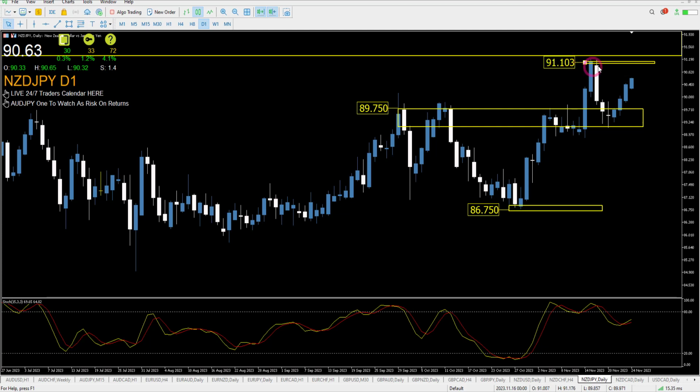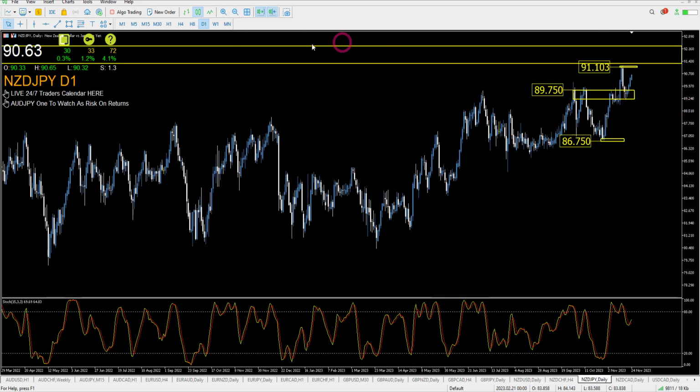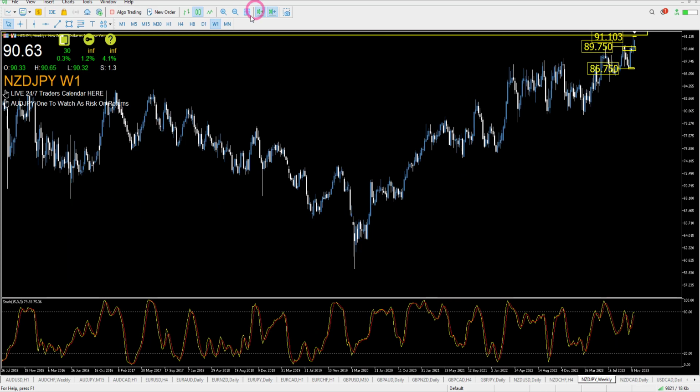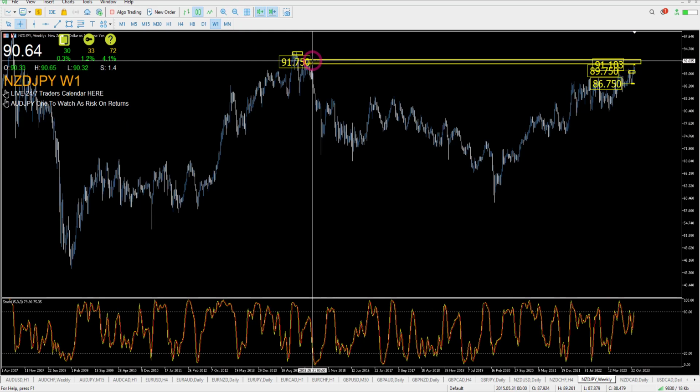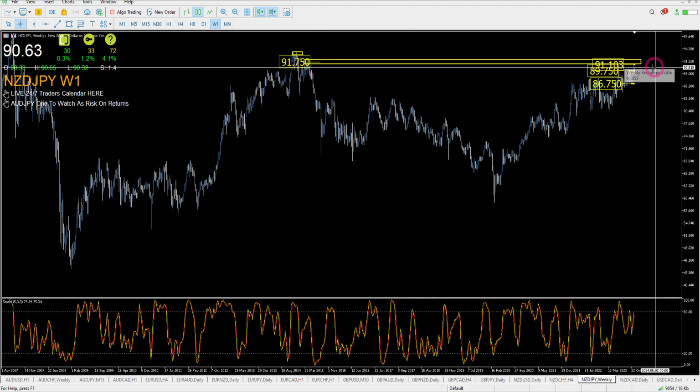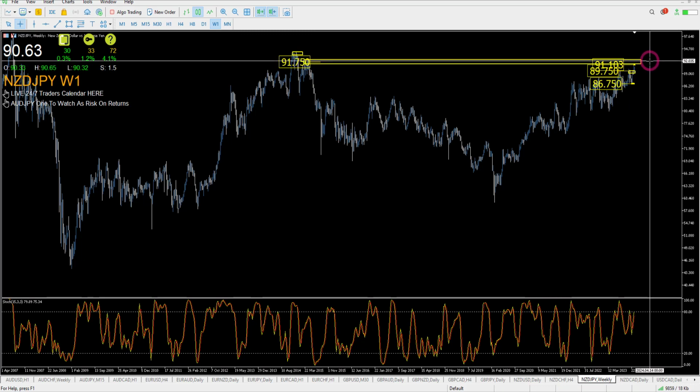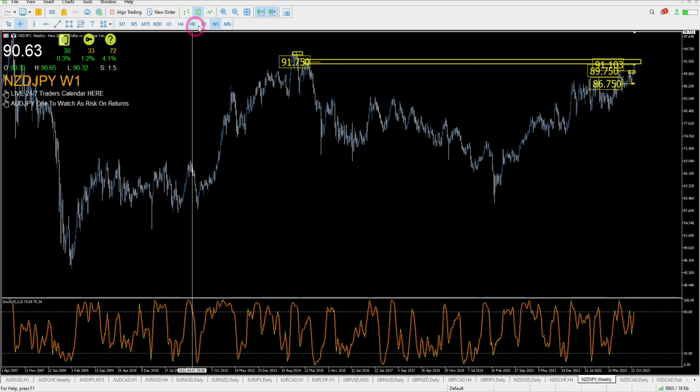So those previous daily swing highs that formed on the 15th of November are up here at the 91.10 handle. And if I just zoom out as well, this is a big level of resistance. If I pop up to the weekly time frame and zoom out, these highs were back in March and April 2015. We can see that there's potential for price to push into that level as well.